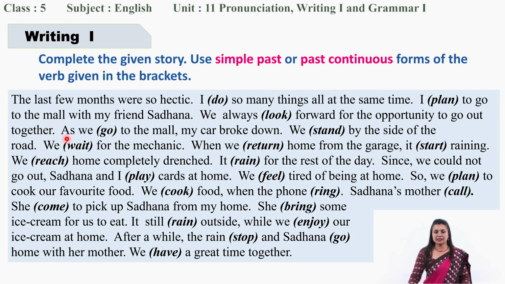Okay, then let's see another sentence. As we go to the mall, my car broke down. So how do you write it? This go. Yes? Okay, so as we were going. That's nice. Okay, the next one. We stand by the side of the road. So how do you write it? We stood by the side of the road or we were standing? Yes, that's correct. We were standing. Okay, so the next one. We wait for the mechanic. How do you write it?